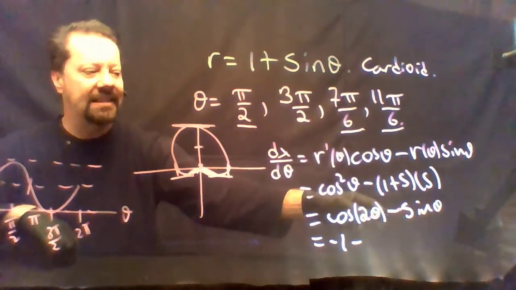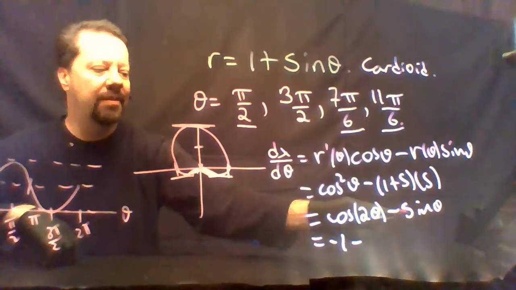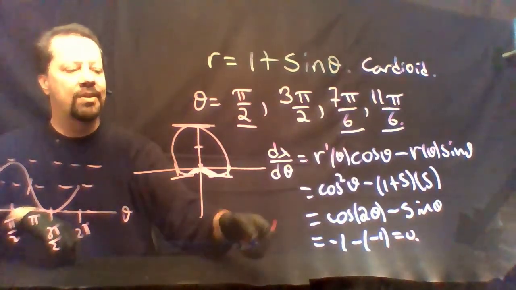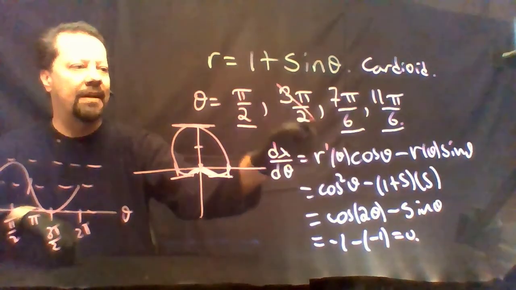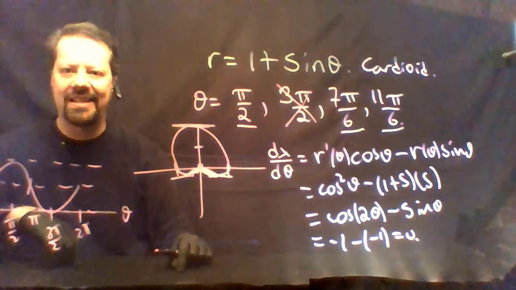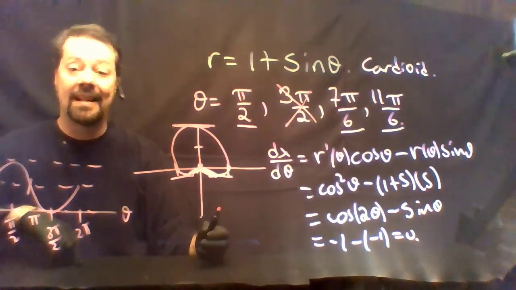So we're subtracting the sine of 3 pi over 2, which is negative 1, and that's 0. So we know that there's no conclusion about this particular point. In fact, we can see from the graph that it doesn't have a tangent line there at all. That's a cusp.